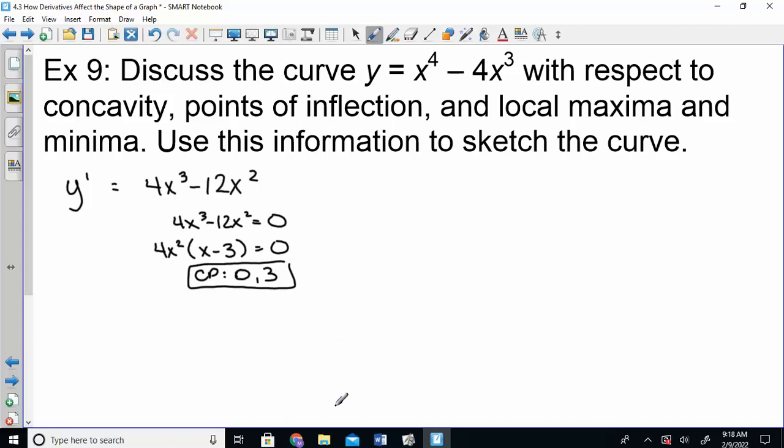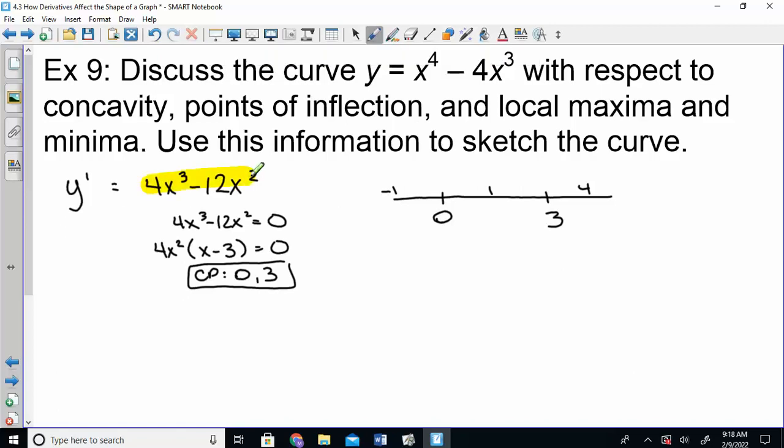Okay, so we have our critical points. Then I would ask you to find increasing, decreasing, and maxes and mins. So we did a sign line yesterday for that. Put our 0 and our 3. Smaller than 0, in between, bigger.